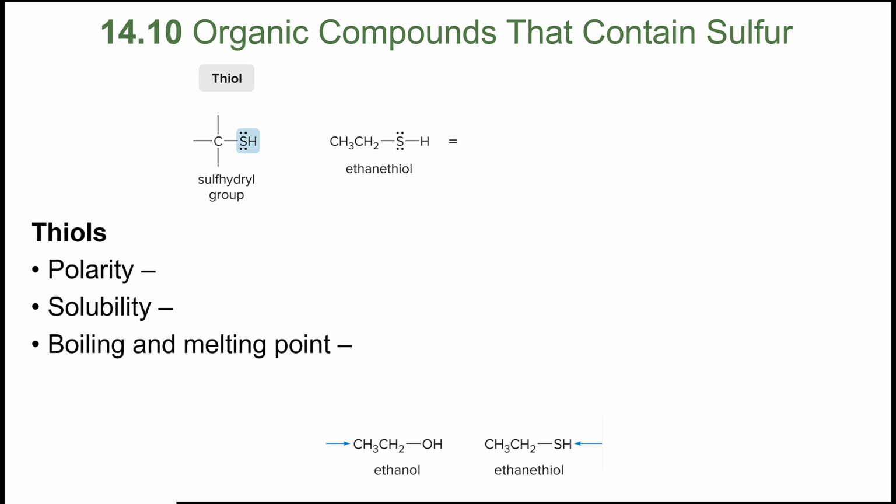We'll take a look at compounds that have sulfur in them. We have the sulfhydryl group, which is also known as a thiol. Ethane thiol is a compound that is bent, just like water. Because of those lone pairs, that's why it is bent. Thiols are polar. They are insoluble. Their boiling point is slightly higher than alkanes of similar mass. We don't have hydrogen bonding here.